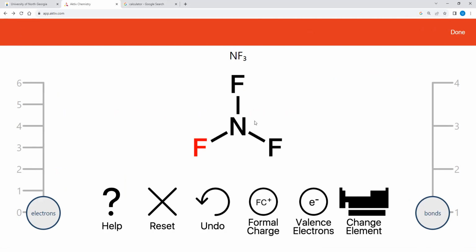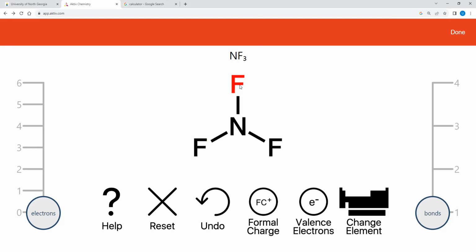So once I've organized my central atom and I have all of my other atoms attached with single bonds, what's my next step in our process? Usually that's going to be filling octets, but where do I start? I have to start on the outer atoms first. So for the outer atoms, we're going to fill octets.